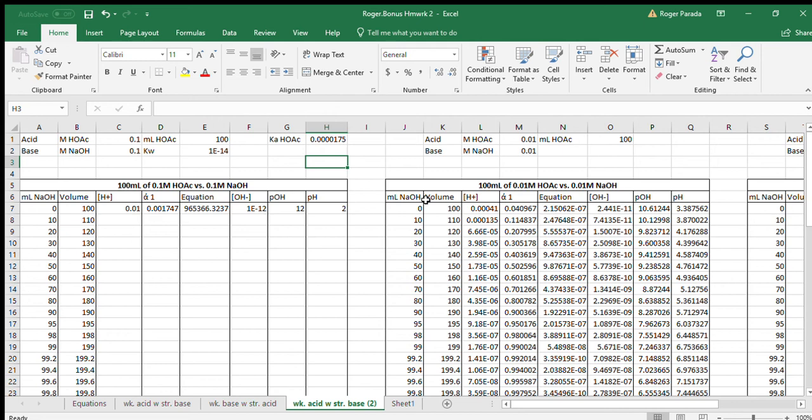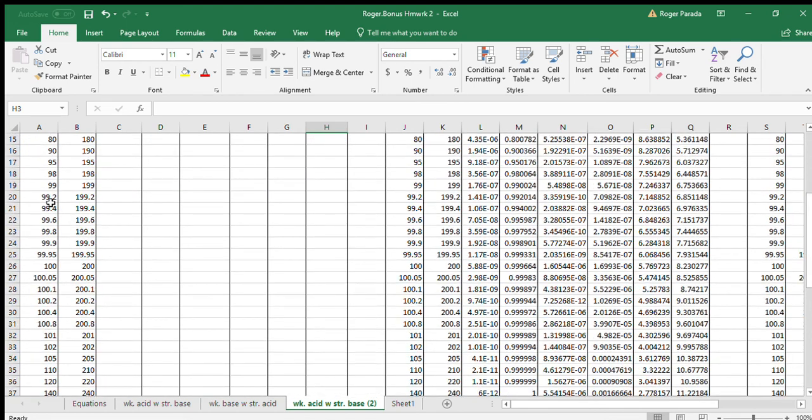So I've already set up some values in this upper area. Note the Ka of acetic acid, which is the acid we're starting with. And here is the volume of NaOH added. Note how we go up in smaller increments as we get closer to 100.